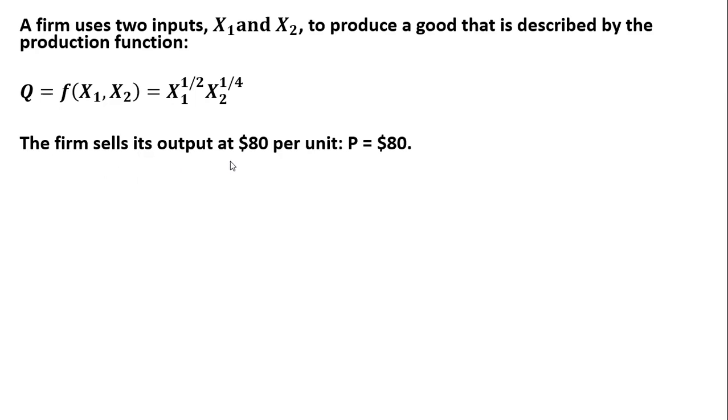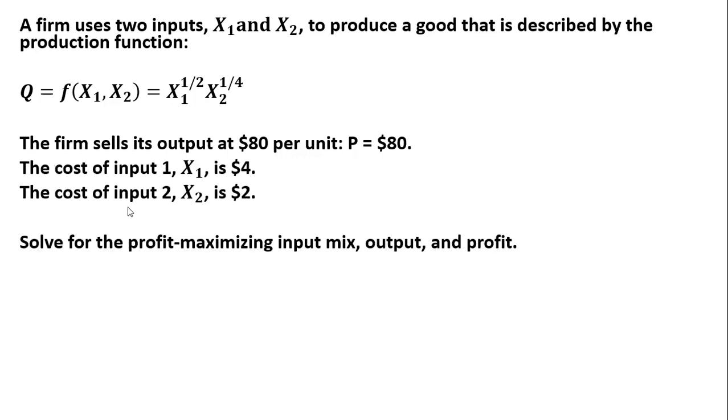The firm sells its output at $80 per unit, so price P equals $80. The cost of input 1 is $4 a piece, and the cost of input 2 is $2 a piece. We want to solve for the profit maximizing input mix, profit maximizing output level, and find what the firm's actual profit would be.